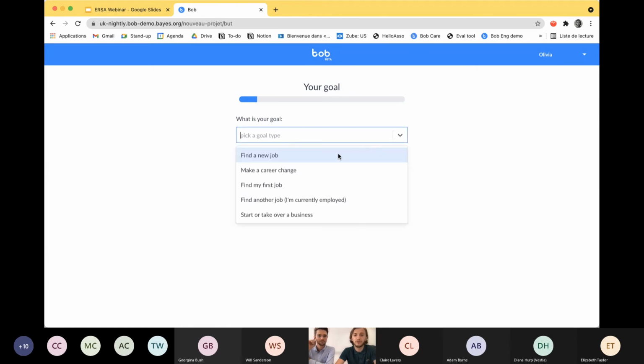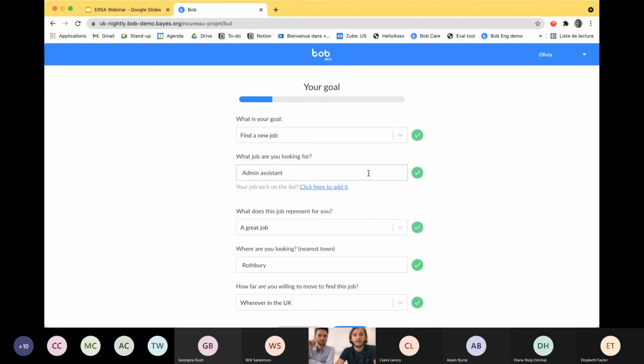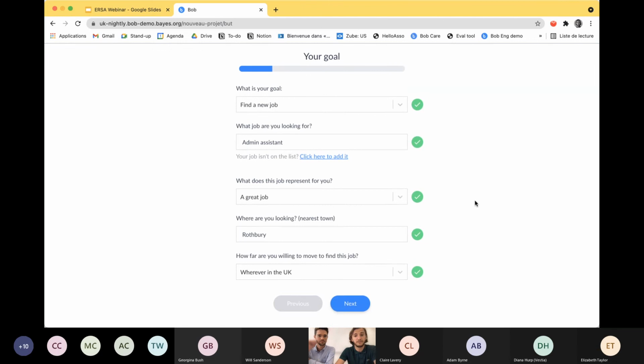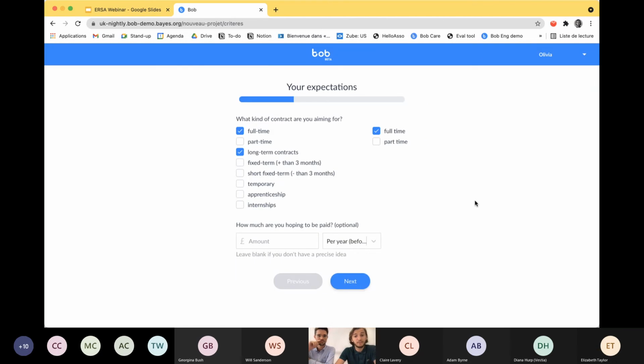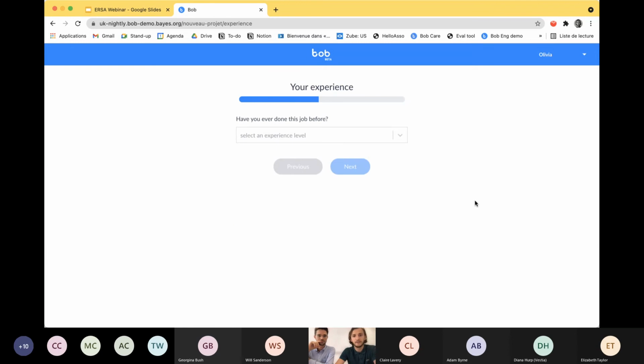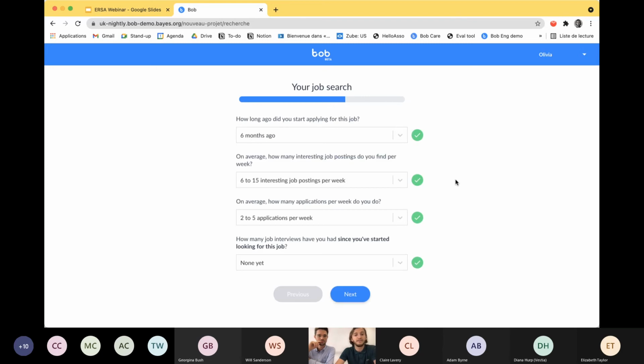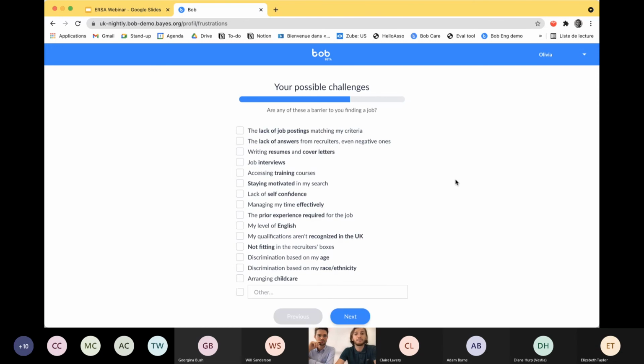Is it to find a new job, to find their first job, or to make a career change? And then what type of job they are looking for. We'll have questions about the expectation they have on the type of contract and how much they would like to be paid, about the experience in the given job, as well as questions about their actual job search. Have they started applying? Did they find any interesting job posting? And then some questions about possible challenges that they might have already faced in finding a job.